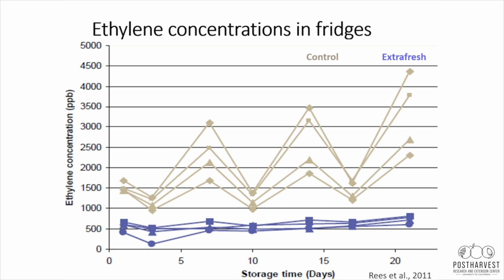It was 20 days of storage, and you see the ethylene concentration in parts per billion. So for extra fresh, the amount of ethylene remained pretty low, 500 parts per billion throughout. It increased over time. And the control one, you see spikes here, and that's because the door was opening and closing. So when you open the door, the ethylene amount goes down, but when you close it, it builds up again, and so forth.